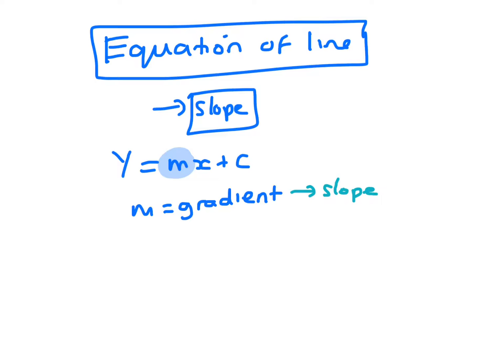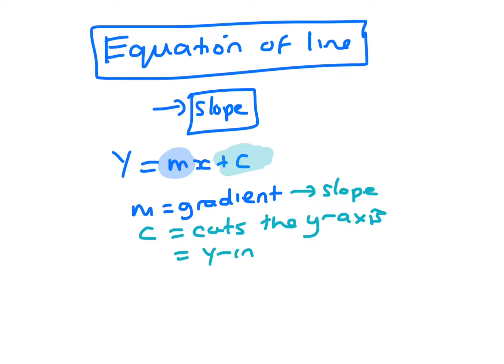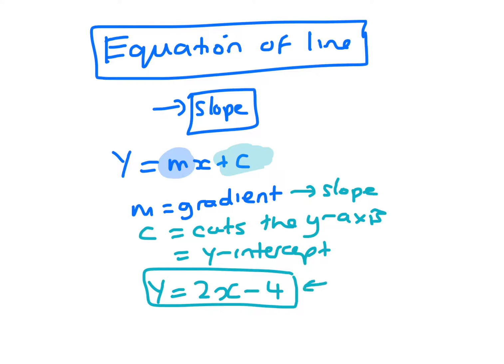So if we look at that number there, the c, is where it cuts the y-axis. So it's where your line cuts the y-axis, and it's called a y-intercept. So if you sketch y equals 2x minus 4, then it will cut the y-axis at minus 4, and it will have a slope or a gradient of 2.